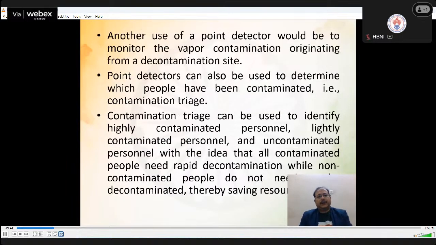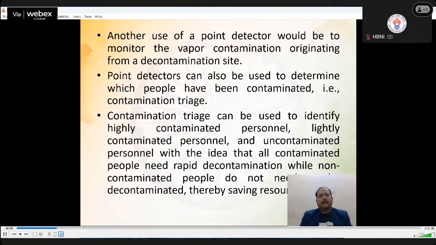Another use of the point detector would be to monitor the vapor contamination originating from a decontamination site. It's a very big thing that we have to focus upon: vapor contamination. Certain things come into the ambient environment after a few minutes or a few seconds. It has started generating certain vapors or this sort of thing. This also we have to focus upon. And a use of point detector would be to monitor the vapor contamination.